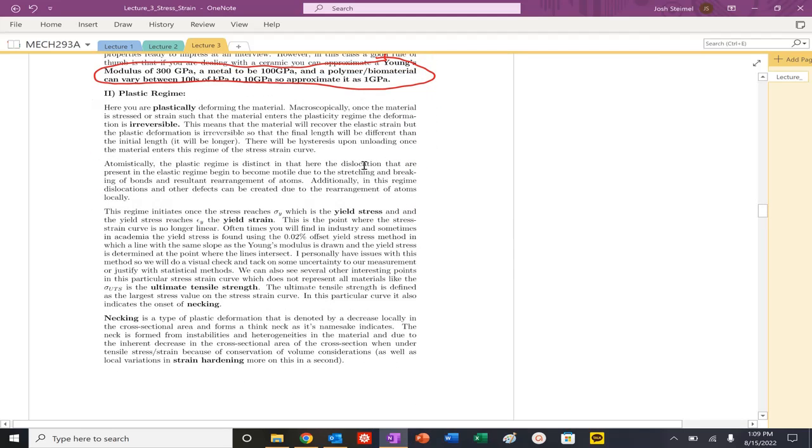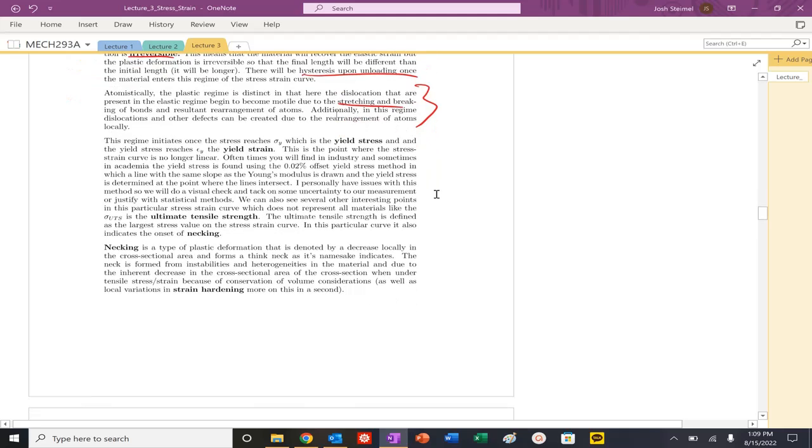Excellent. Plastic regime, again, we talked about before, plastically, it's irreversible. Again, there will be hysteresis upon loading and unloading it. Again, motion, stretching, breaking of bonds, moving those values. What are some of the key parameters? Yield stress. Yield stress, you could hear that referred to as strength, although again, it's not specific, so we don't want to call that. Yield strain, again, a very specific value.